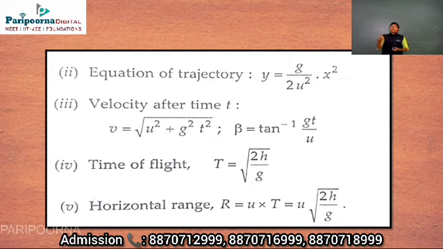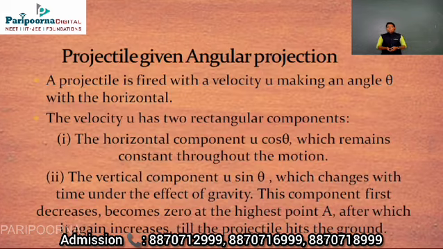So the velocity after the time t will be v equal to root of u square plus g square t square, where beta is equal to tan inverse of gt by u. Likewise, the time of flight, that is the time the object is in the air, t is equal to root of 2h by g. Then the horizontal range for the projectile fired horizontally: r is equal to u into t, which is u into root 2h divided by g.